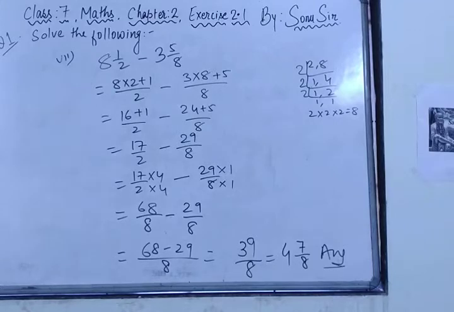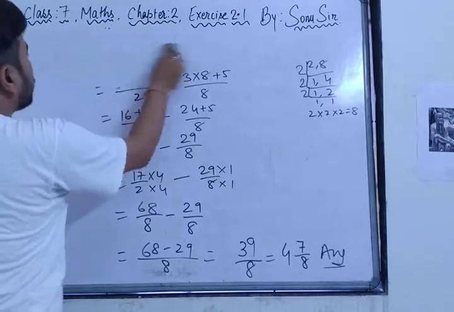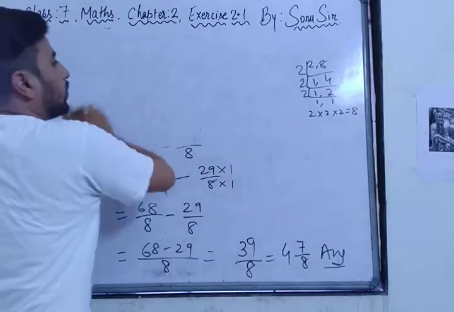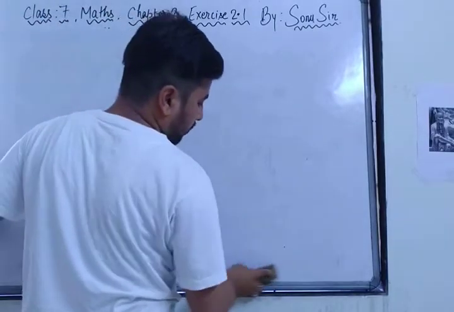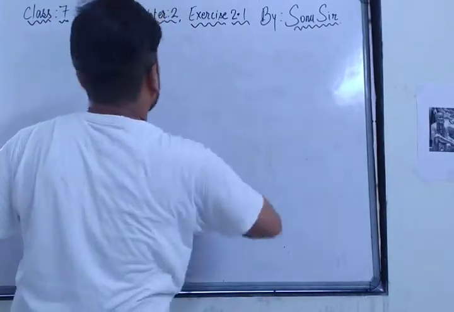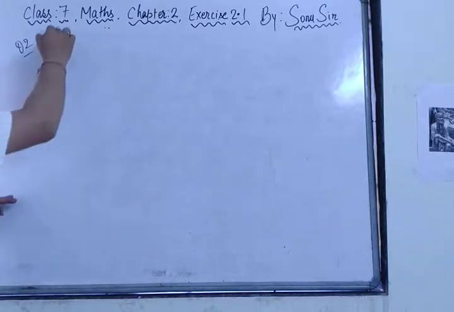Now we have to arrange in the descending order. Question number 2 is that we have to arrange the following in descending order. First of all, you can solve this question in your notebook. Otherwise, you can take a screenshot. Okay? So now we are moving towards question number 2. What is our question number 2? Question number 2 is arrange the following in descending order.